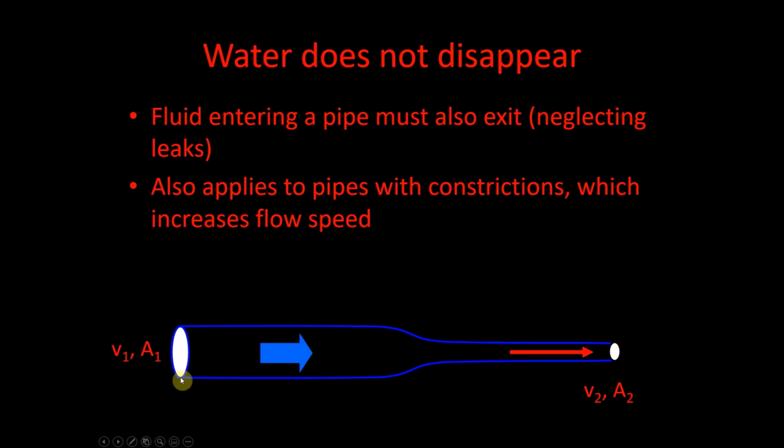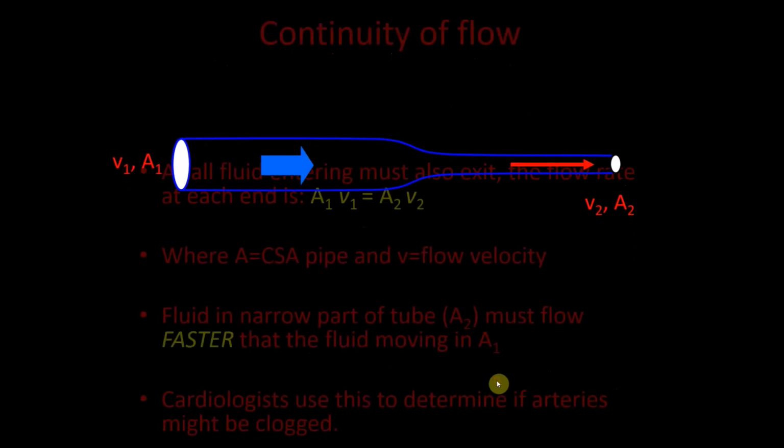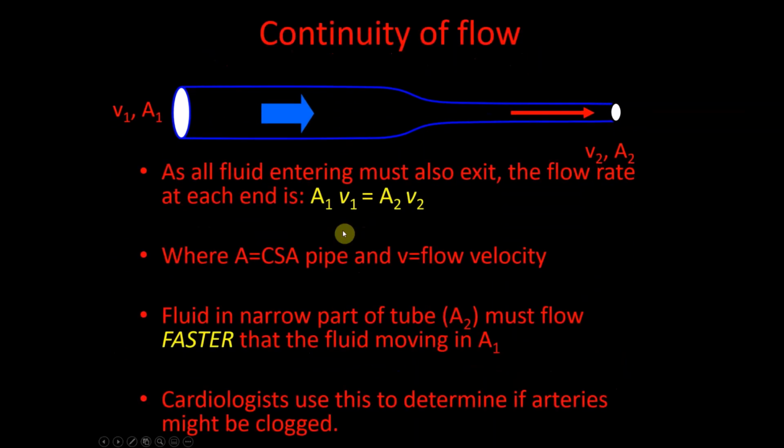Here we have some volume entering this pipe with some area A1. You can see this is a larger area, and then it will constrict down to area A2 with a new velocity as it moves through this part of the pipe. So all fluid entering our system at one end has to also exit. That means A1 times V1 is equal to A2 times V2, where V is the flow velocity, remember, and A is the area. What does this mean?